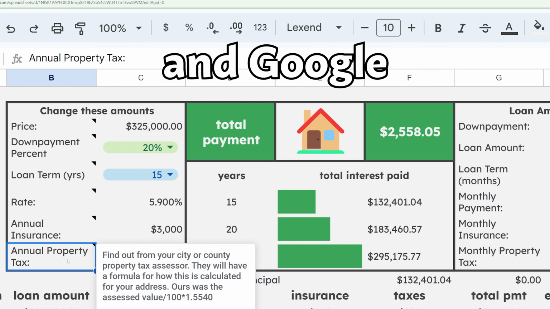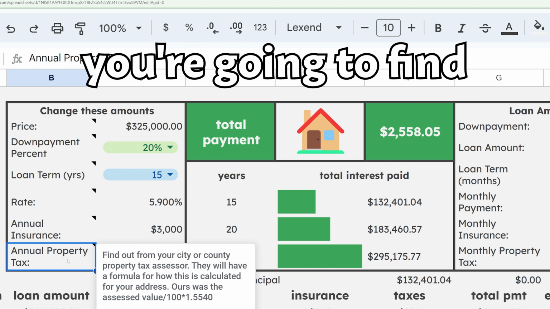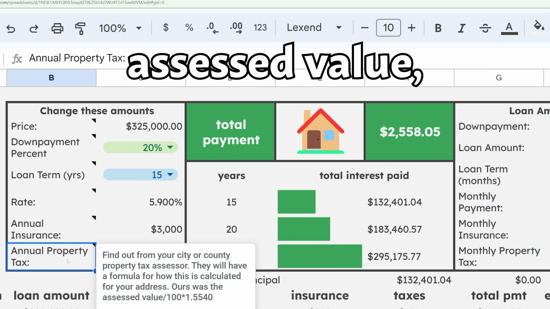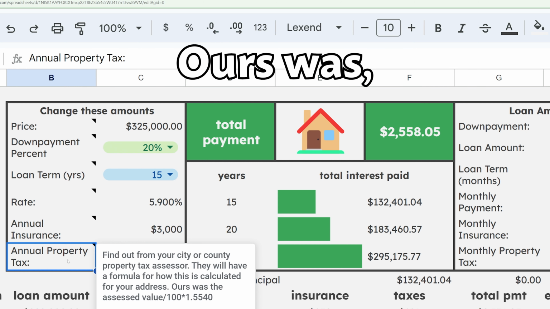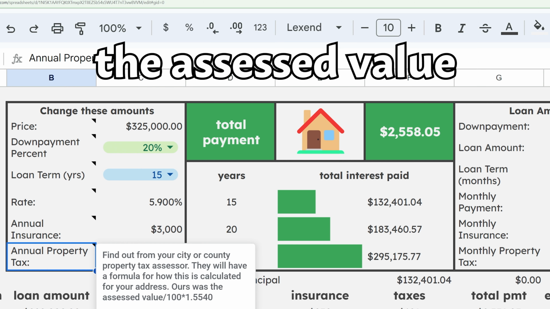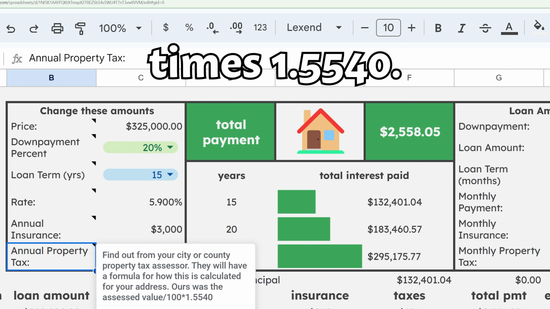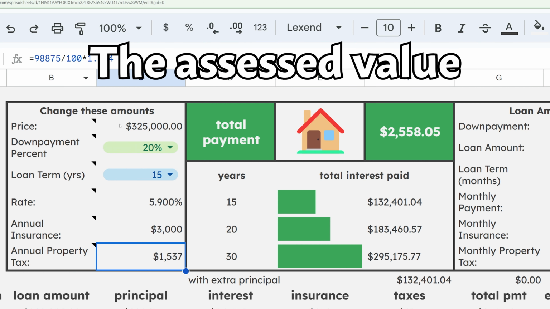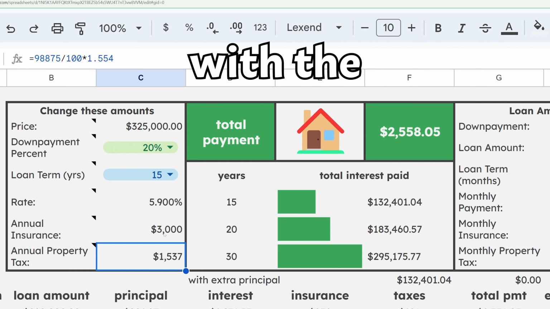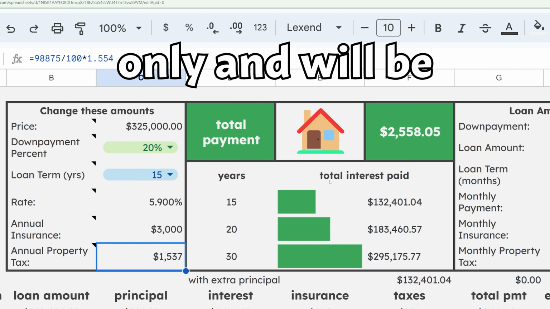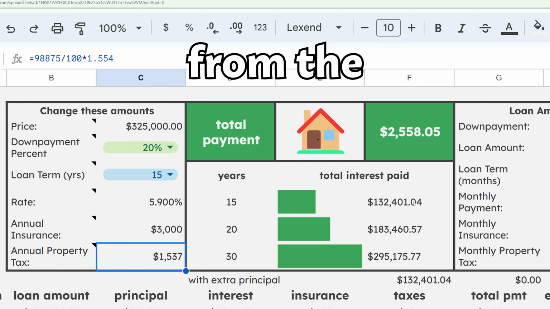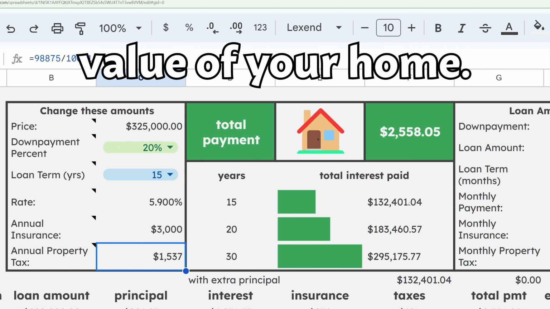If you look this up and Google your address, you're going to find your address's assessed value, the most recent one. And then there's going to be a formula. Ours was as shown here: the assessed value divided by 100 times 1.5540. Of note, the assessed value has nothing to do with the market value. This is for property tax purposes only and will be very different from the actual market value of your home.